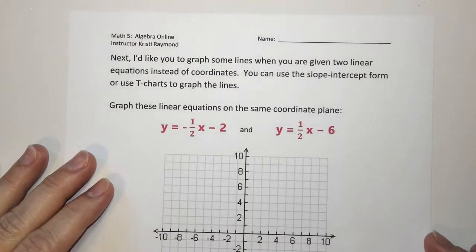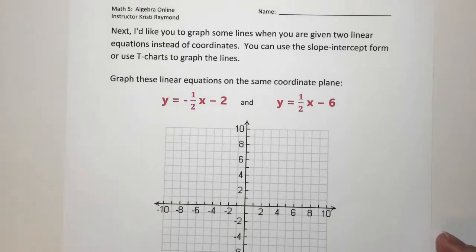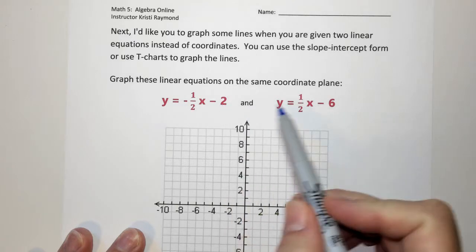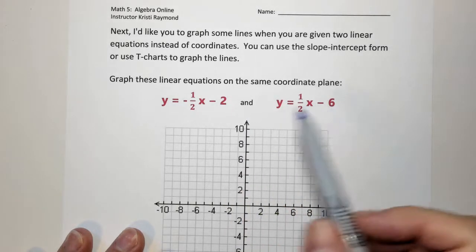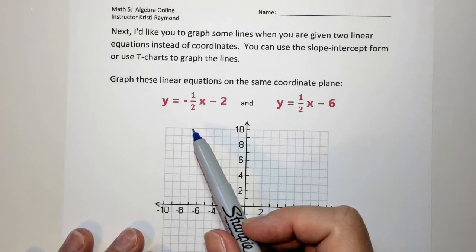Next, I'd like you to graph some lines when you are given 2 linear equations instead of coordinates. Remember, we just graphed 2 lines using the coordinates. Now I'm giving you the linear equations here. This is the first one. This is the second one. You can choose to use the slope-intercept form, or you can use t-charts to graph these lines.